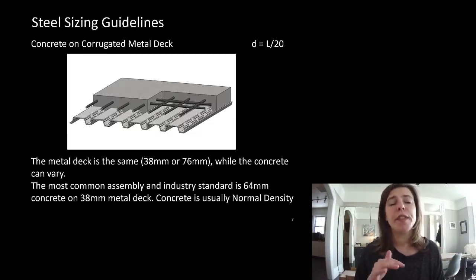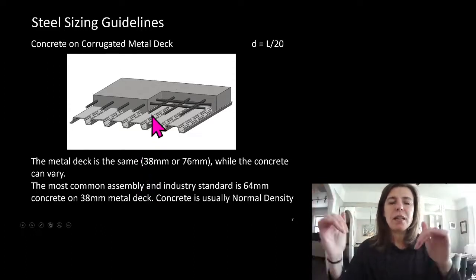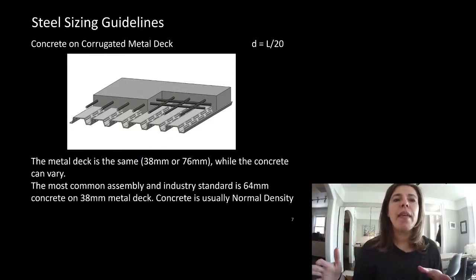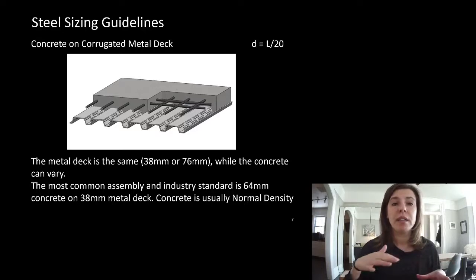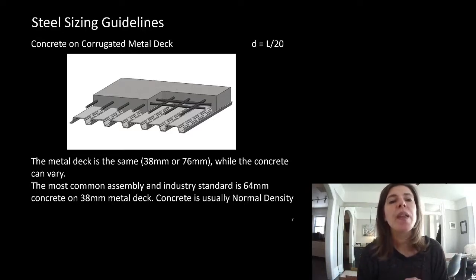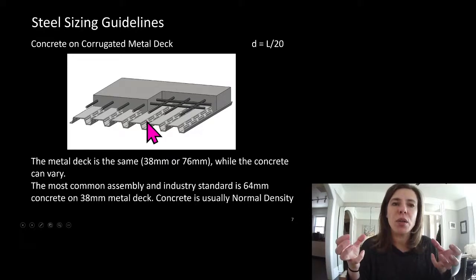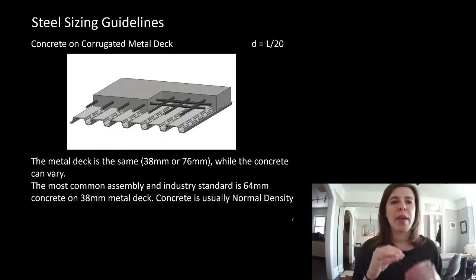Floors, we often use concrete on metal deck. Now, it's the exact same piece of metal. They just punch little holes in the side of it, and then they put just some mesh on it, and that's just to help with crack control, and then they pour concrete on top of it. We talked about this last week. And so when they pour the concrete on it, these little dimples here kind of lock onto it and make it work as one thing.